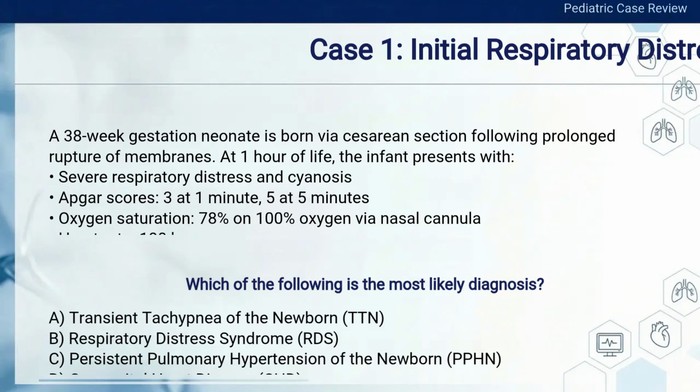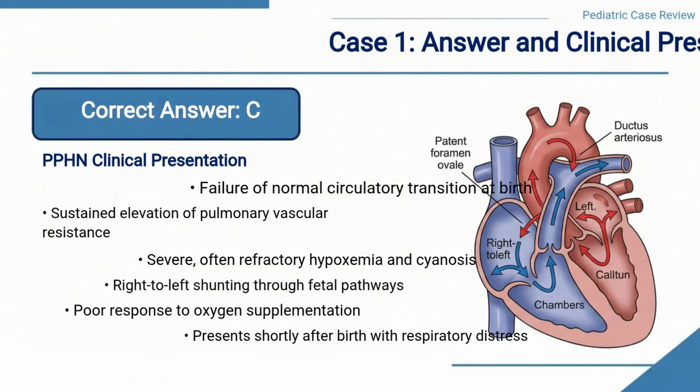Which of the following is the most likely diagnosis? Option A, transient tachypnea of the newborn. Option B, respiratory distress syndrome. Option C, persistent pulmonary hypertension of the newborn. Option D, congenital heart disease. The correct answer is option C, persistent pulmonary hypertension of the newborn.